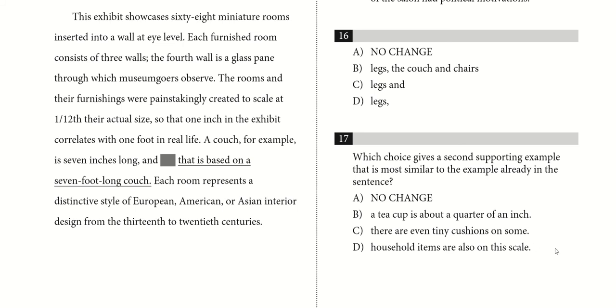This one I think is a little bit tempting because it says, are also on this scale. But this isn't a second supporting example, right? Because we want a second supporting example that is most similar to the first. So a second example is B, a teacup that is about 1/4 of an inch.